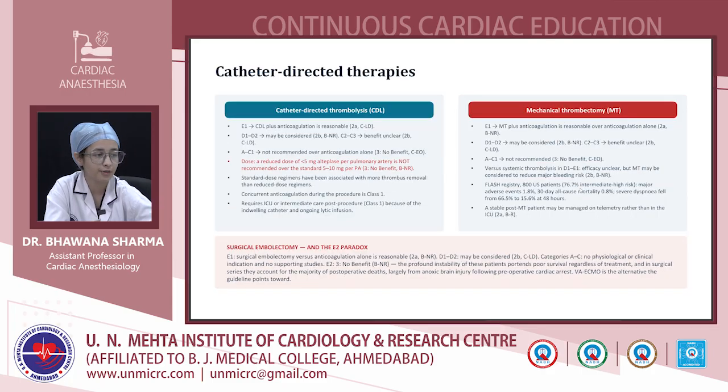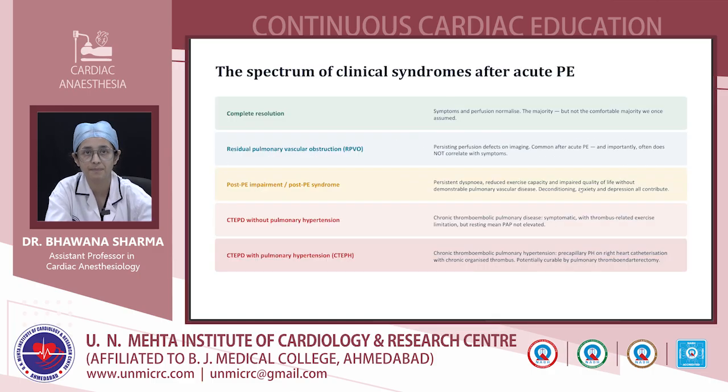So the few catheter-directed therapies that are available are catheter-directed thrombolysis, which is taken up for category E1 and category D1, D2. For A1 to C2, it is not recommended, and mechanical thrombectomy, it is also not recommended for A1 and C2. It is only recommended for category D and E.